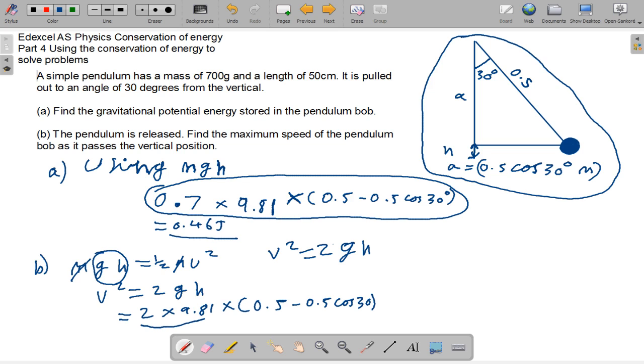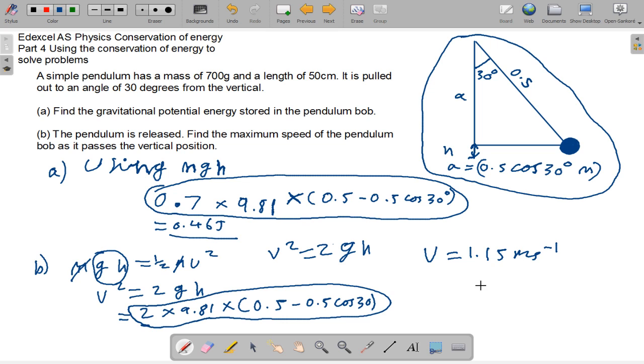Now knowing this, you can do the same thing again. 2 times 9.81 times 0.5 minus 0.5 cos 30. Now this should get you the velocity 1.15 m/s.